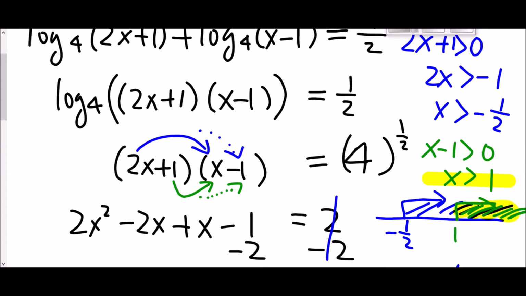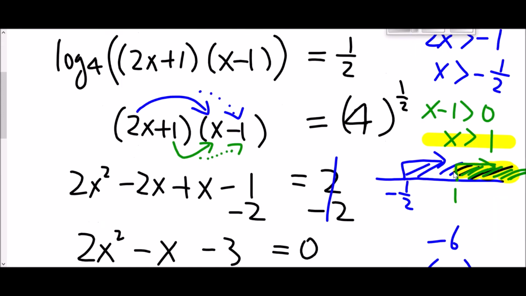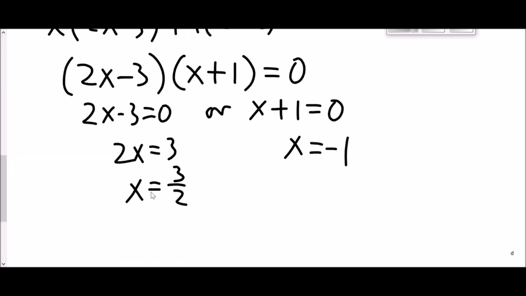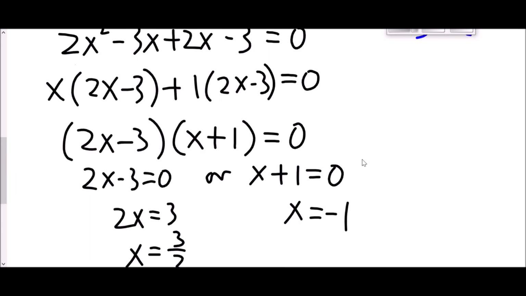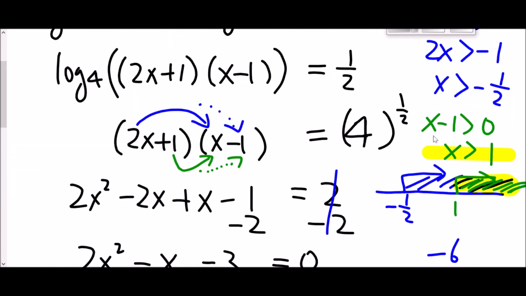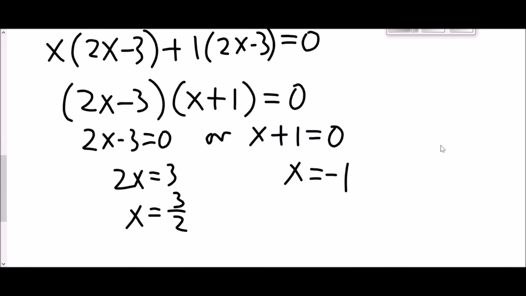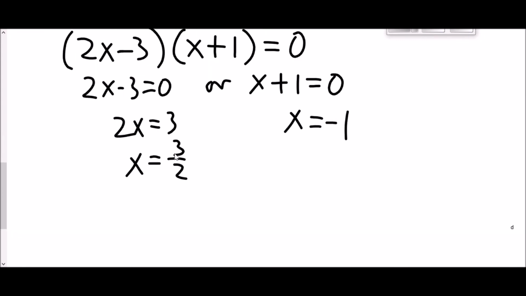Don't think we are done, because if you look at our answers, what are our answers? 3 half and negative 1. But what were the restrictions we just found? x has to be greater than 1. This is greater than 1, fine. This is not greater than 1. So what does that mean? This is extraneous. You ignore that.